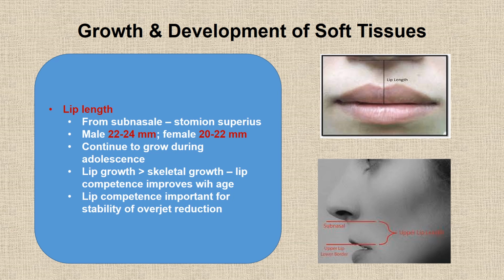The lip length continues to grow during adolescence, and the growth in lip length is more than the skeletal growth. Thereby, lip competence tends to improve with age. Lip competence is important for the stability of any overjet reduction.